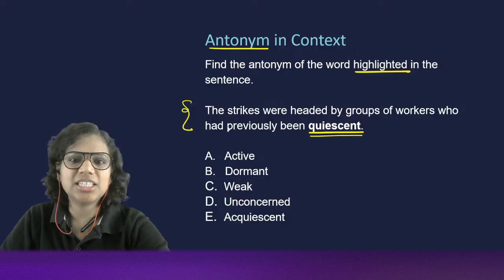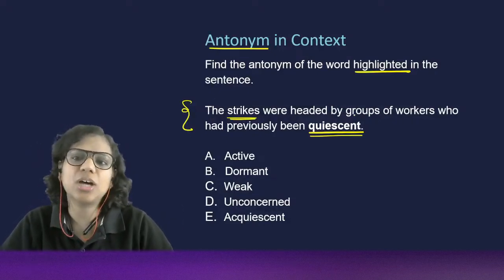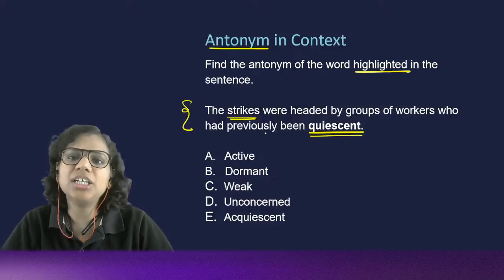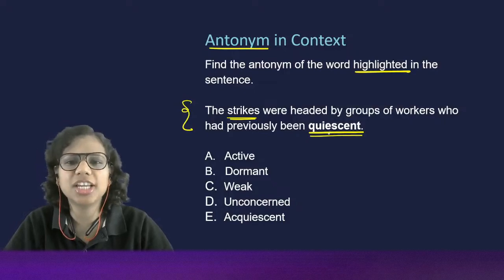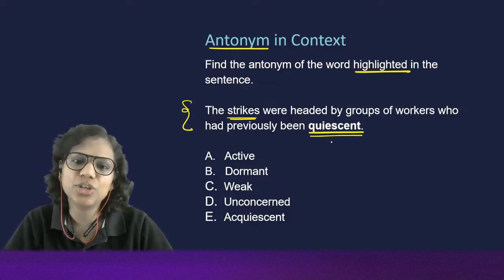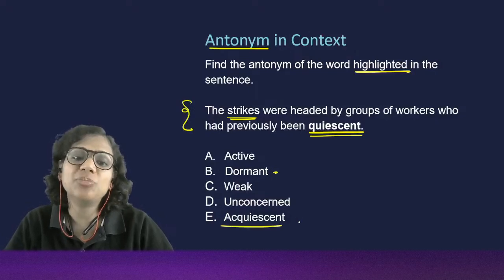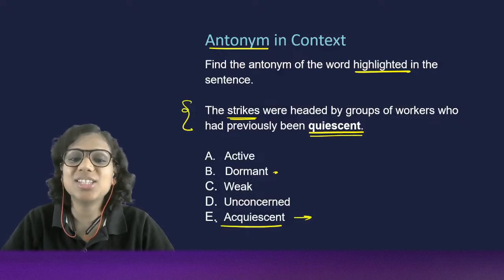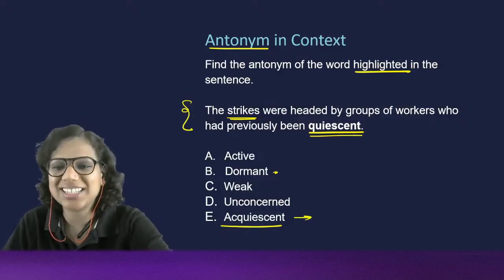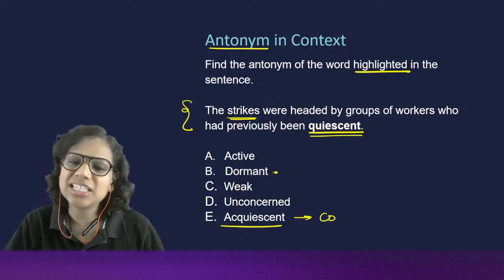So, see this. The sentence actually makes it clear for me. Now the workers are striking. Earlier, these groups had been quiet. Earlier they were not striking. Earlier they were not active. So earlier they were dormant. Earlier they might have been acquiescent also. Acquiescent is not the opposite of quiescent. Okay, in case some of you said E thinking that acquiescent means compliant.